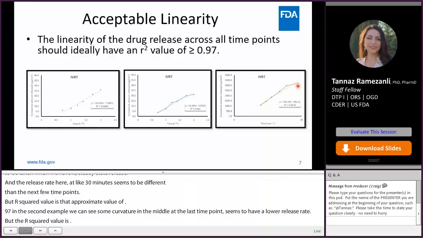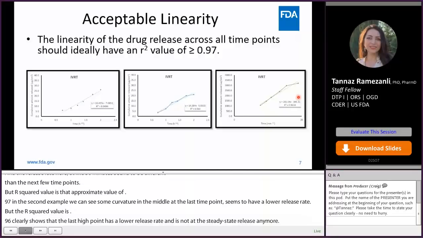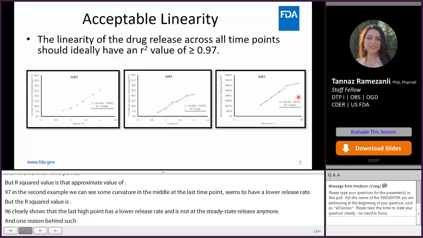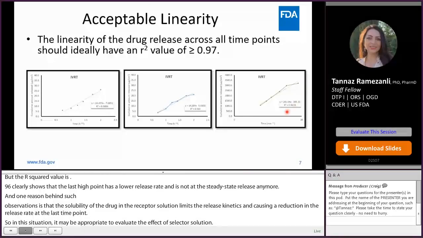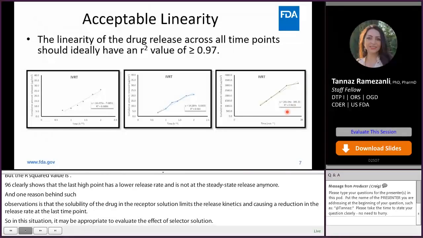release anymore. And one reason behind such observation is that the solubility of the drug in the receptor solution limits the release kinetics and causes a reduction in the release rate at the last time point. So in this situation, it may be appropriate to evaluate a different receptor solution. So again, even though we observed such a thing at the last time point, the R-square value is 0.96.